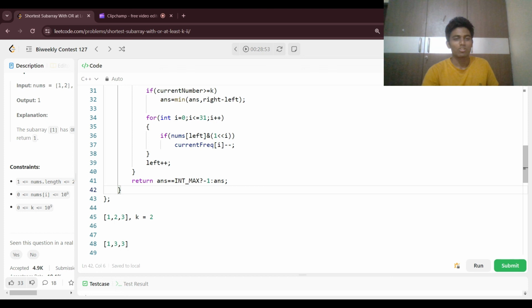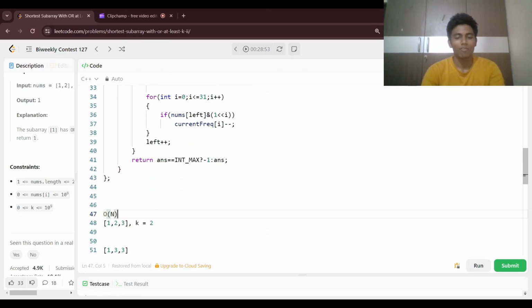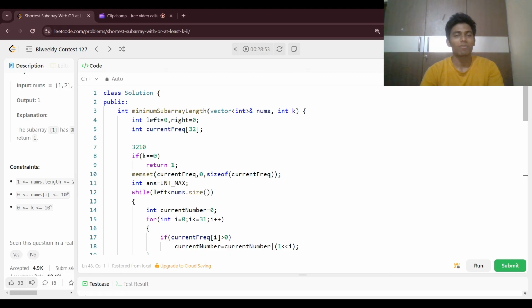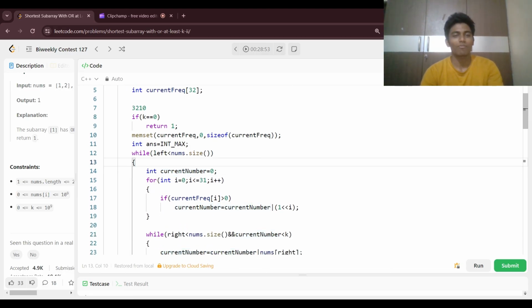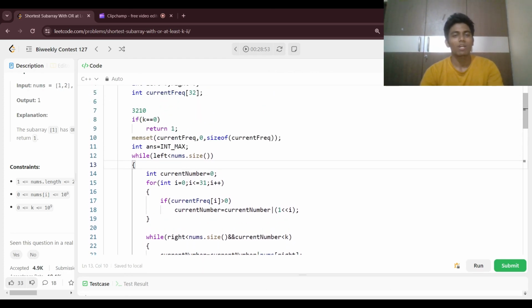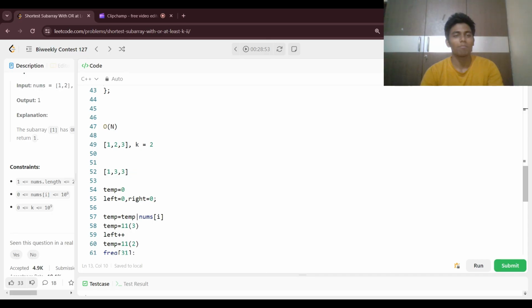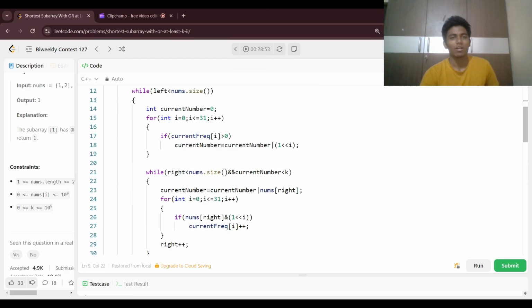and then at last we are going to return the answer. So for this particular question, the time complexity is going to be big O of n. Why? Because we'll be traversing the loop only twice, one for the left and one for the right, and then the space complexity is going to be big O of 1. Why? Because we are not using any extra space for this particular question.